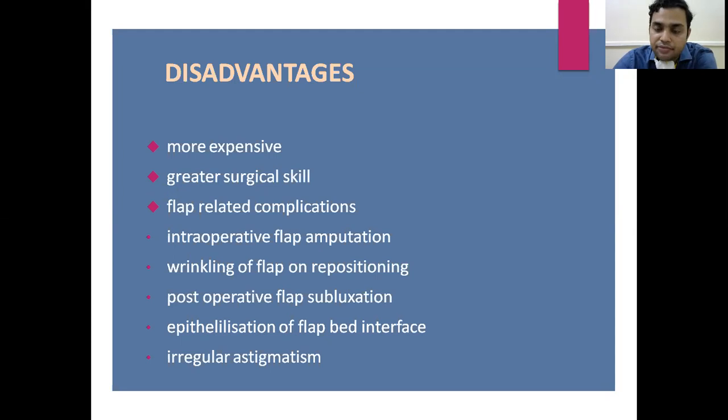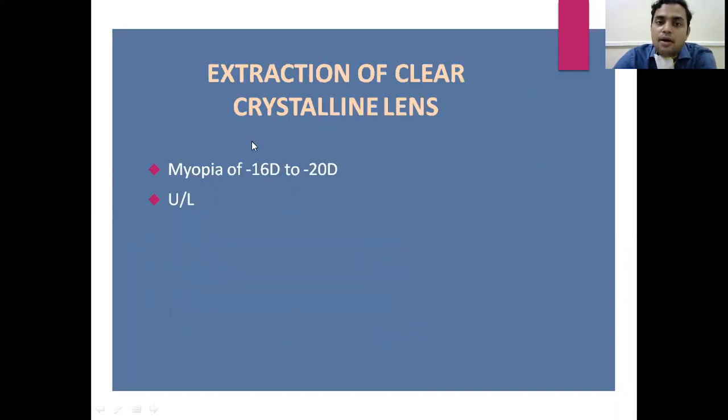Accidentally there is a chance of amputation of the flap, and upon repositioning the flap there is a chance of wrinkling. Post-operative flap subluxations are also seen, and epithelialization of the flap bed and corneal bed interface is also seen as a complication. Sometimes the treated patients may have irregular astigmatism because of the flap. So these are the disadvantages of conventional LASIK, where we create a flap.